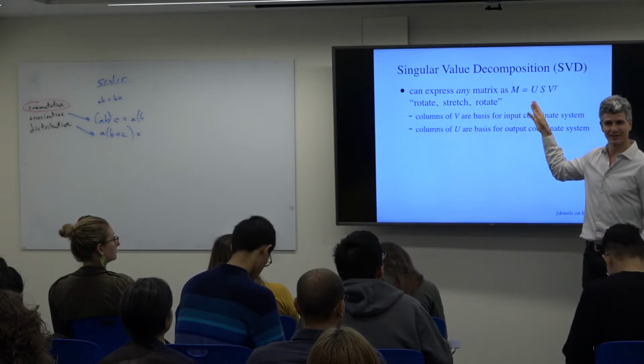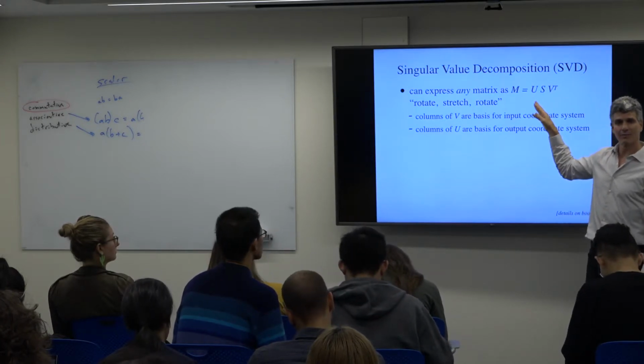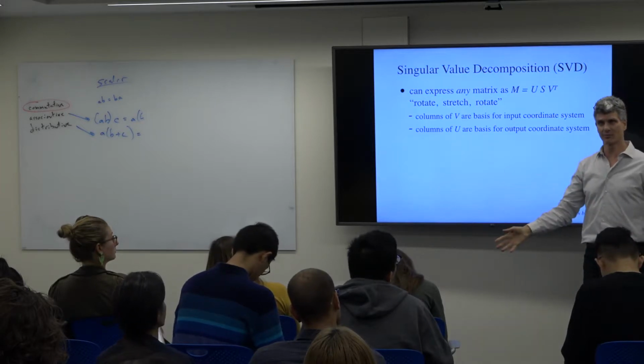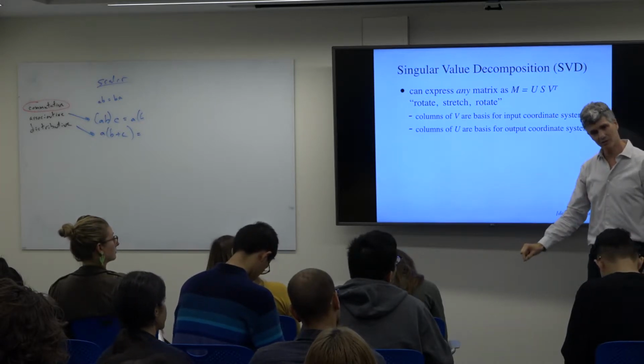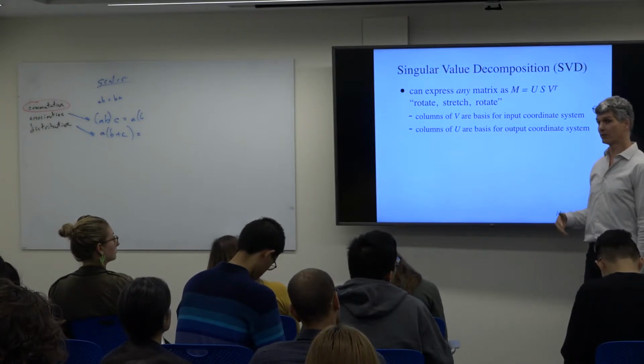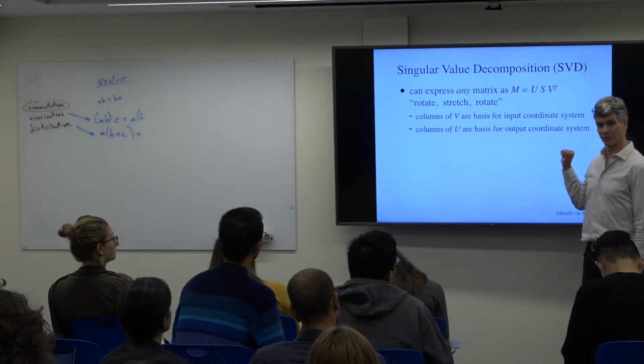S is where all the action is. We're going to learn a lot about what this matrix does by looking at S. And in fact, we don't have to look at all of S because it's mostly zeros. We just have to look at those diagonal entries. What are those doing? What do they look like? That's going to tell us a lot about what this matrix does, what M does.